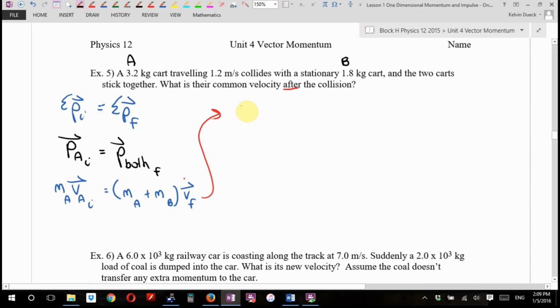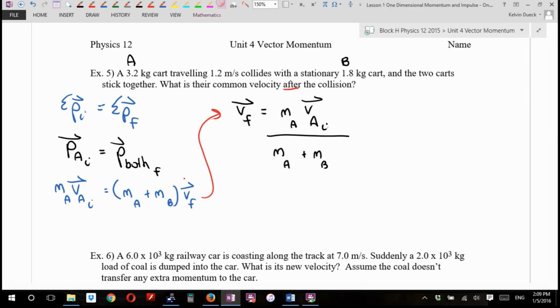So if I hear you correctly, Dustin, I think I do, you're telling me that the final velocity after the collision is going to be the mass of object A times the velocity of object A initial, divided by the mass of object A plus the mass of object B. Now before we go further, what if object B was heavier? What would happen to their combined velocity after the collision? Bigger, smaller, or stay the same?